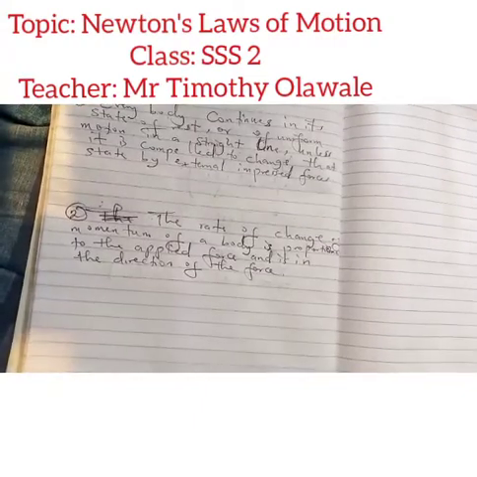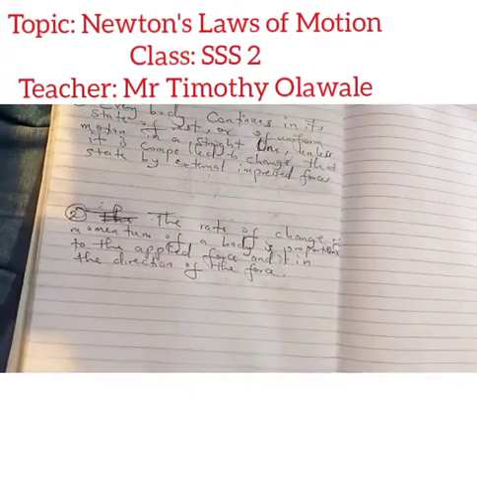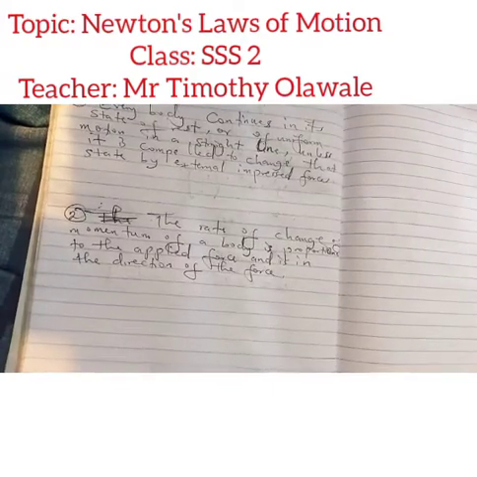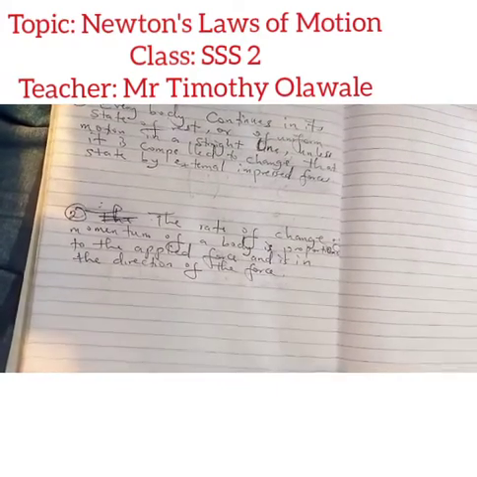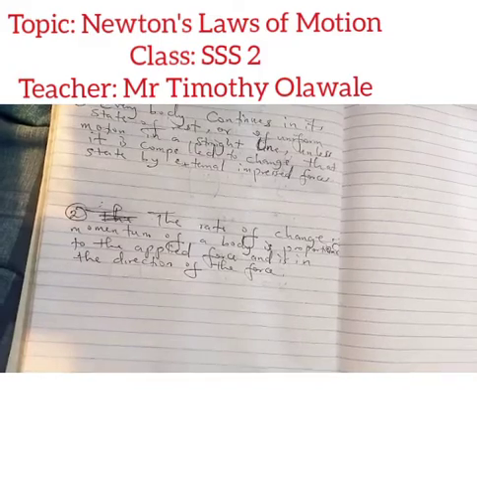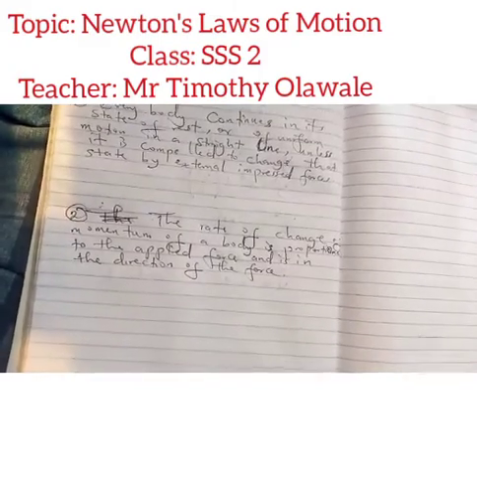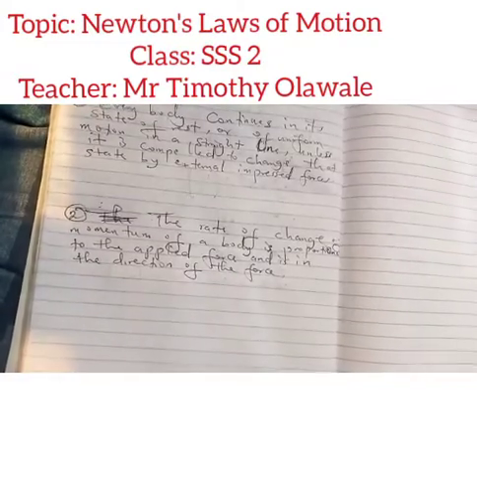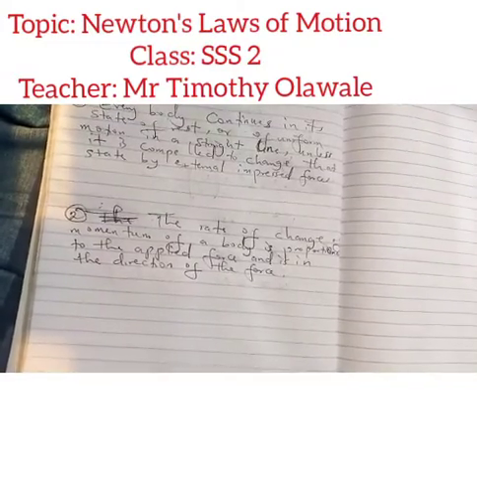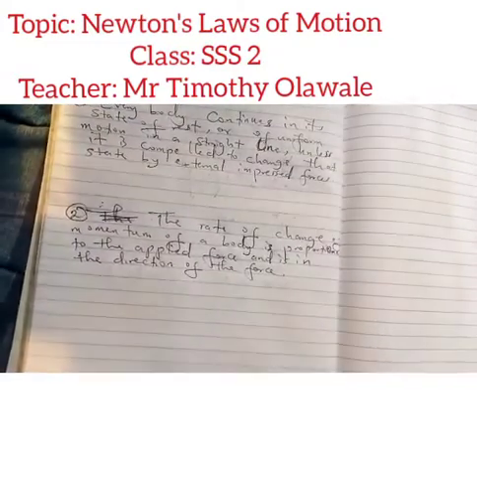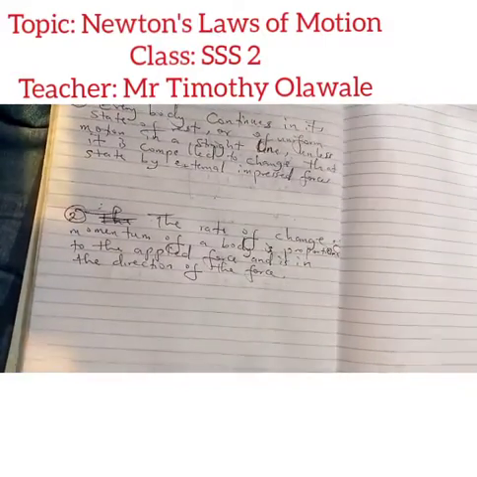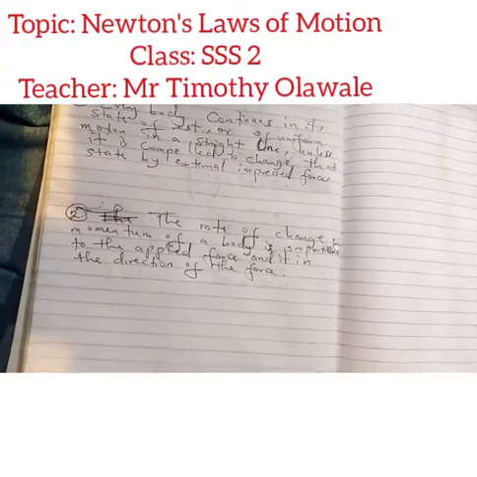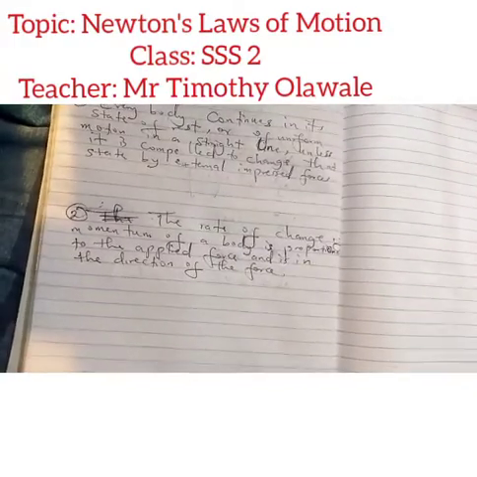So then the second law, I want you to pay attention to that. It says the rate of change of momentum of a body is proportional to the applied force and is in the direction of the force. So the second law gives us the definition of force. The first law tells us what force does: force changes the state of a body. While the second law tells us how to find the force acting on a body.